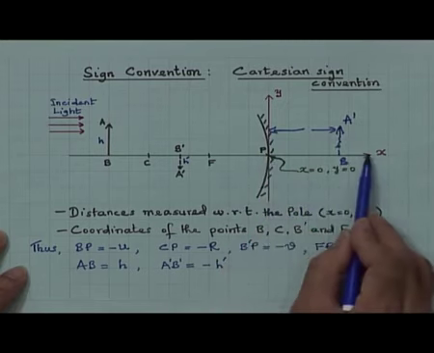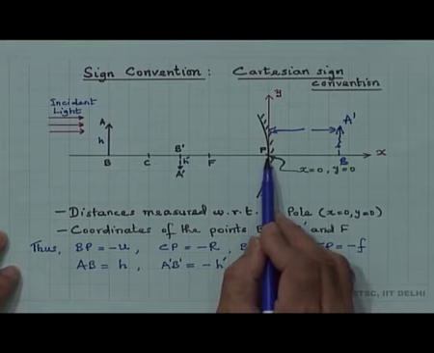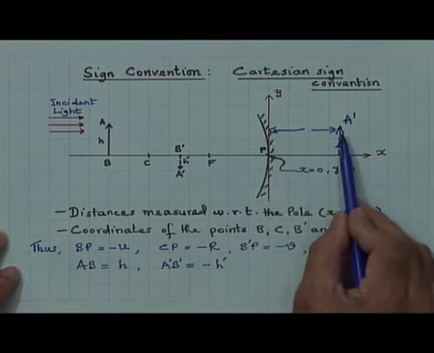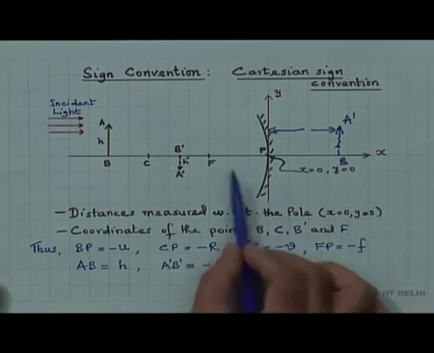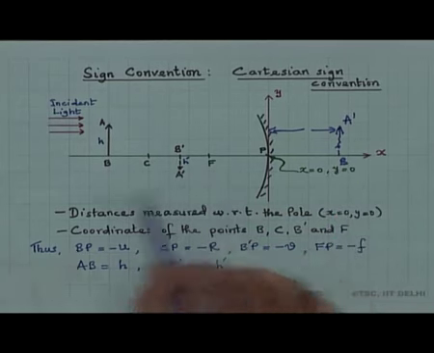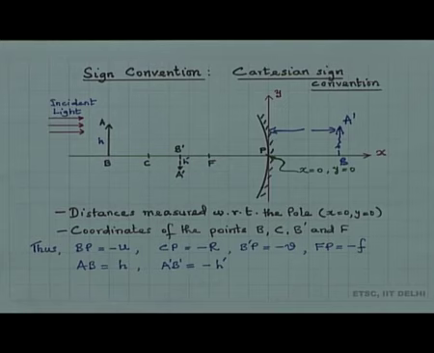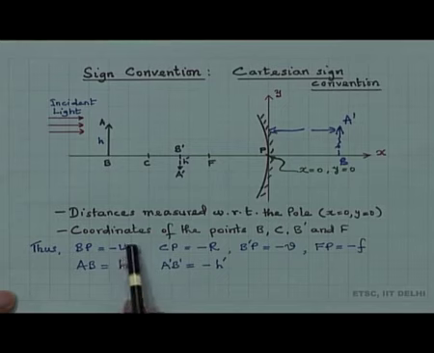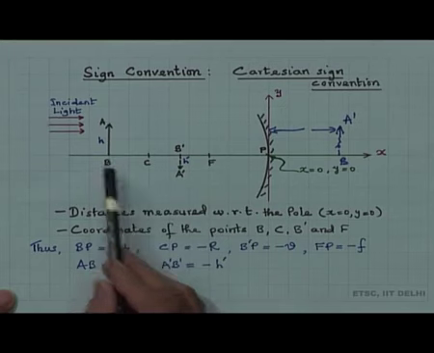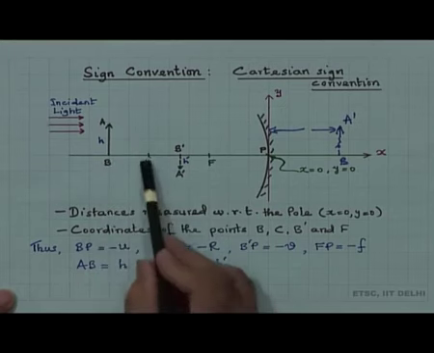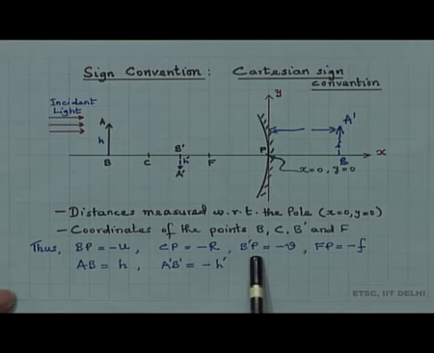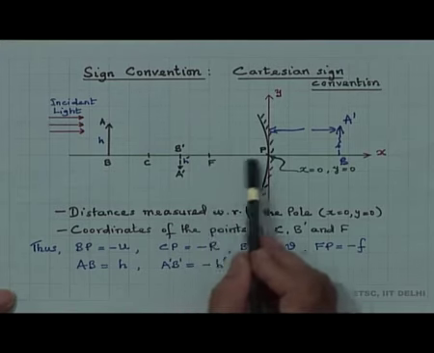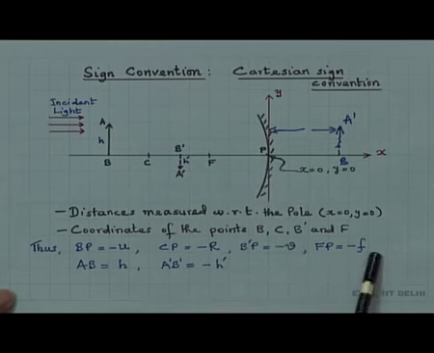Now, this is in the positive x direction because this is x equal to 0, and therefore, the image distance would have been positive. But in the diagram that I have shown corresponding to the case which we have considered, we see that BP here is equal to minus u. U is the object distance, but it is minus u because it is on this side. Similarly, CP is equal to minus r. B dash P, the image distance, is minus v, and FP, the focal length here, is minus f.